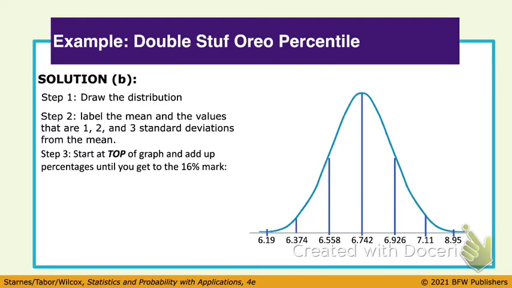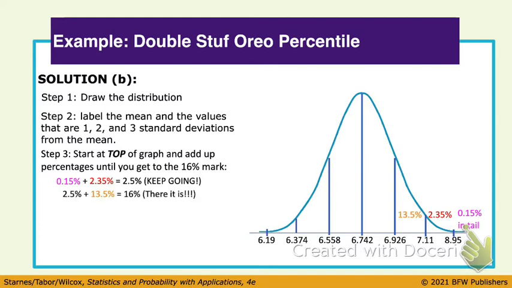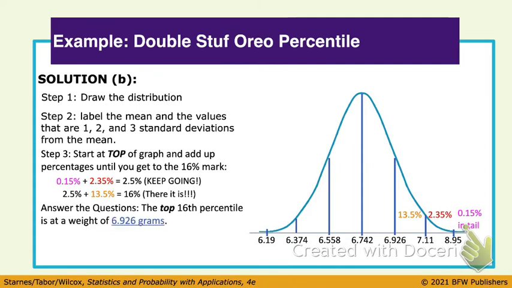So here we go. Have I gotten there? No, I'm not there yet. I'm not there yet, Tori. I just have the little tail over there, the little baby tail. 0.15%. I gotta keep going. Am I there yet? No, it's like on vacation. Are we there yet? Are we there yet? Guess what? I'm there. Whee! What is the top 16th percentile value for this distribution? 6.926.